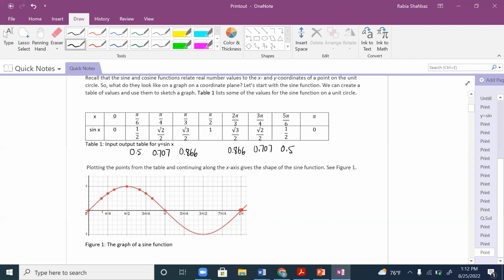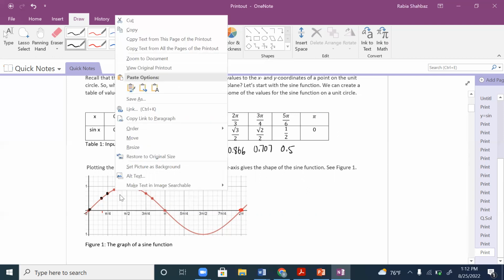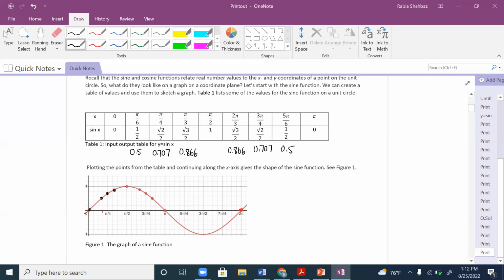I've already shown here how the graph of these points would look. These dots correspond to the values in the table. This is 0 comma 0. Sine of 0 is 0. This point is sine of pi over 6, which is half. This point right here is sine of pi over 4, which is 0.707. As you can see, it is approximately 3/4 of the way from 0 to 1. Sine of pi over 3 is about 0.866, and sine of pi over 2 is 1.